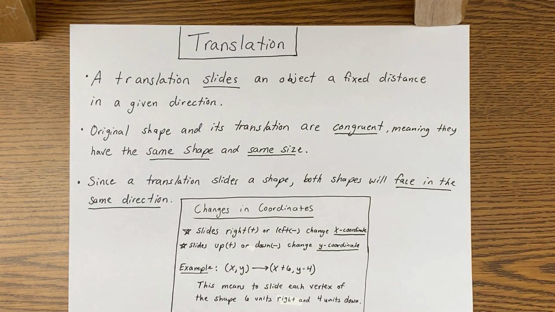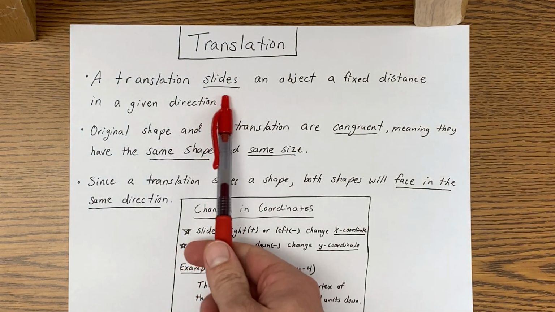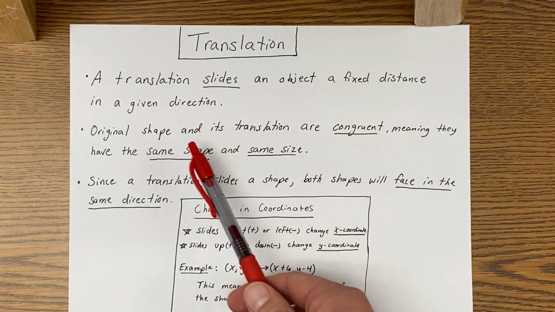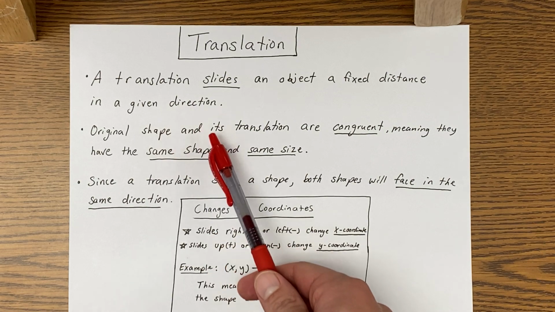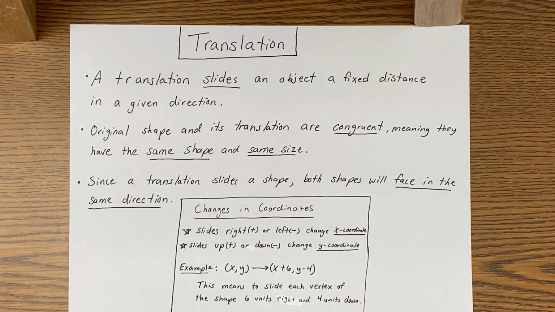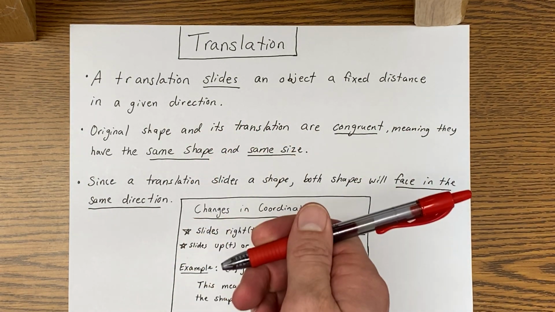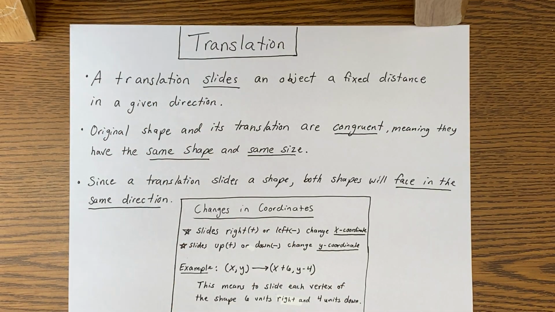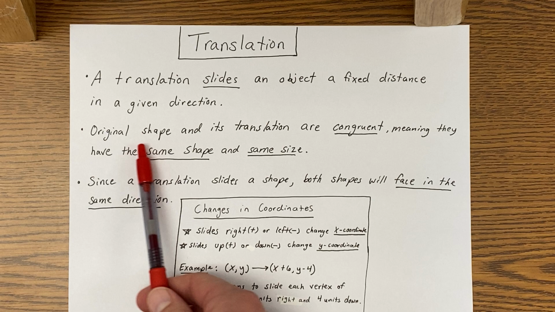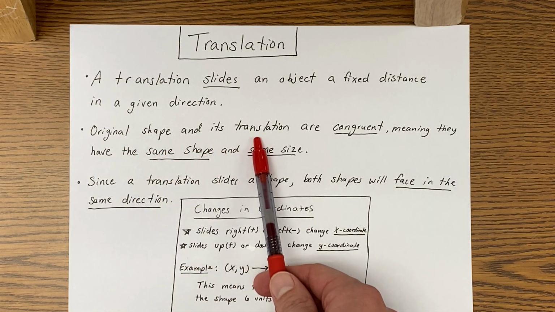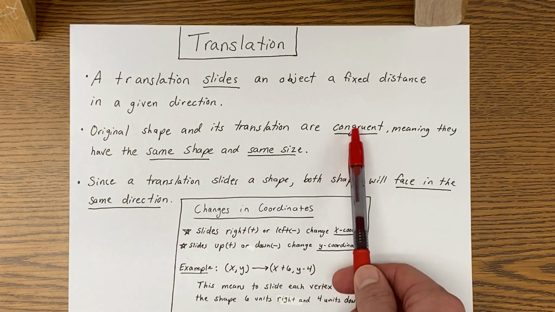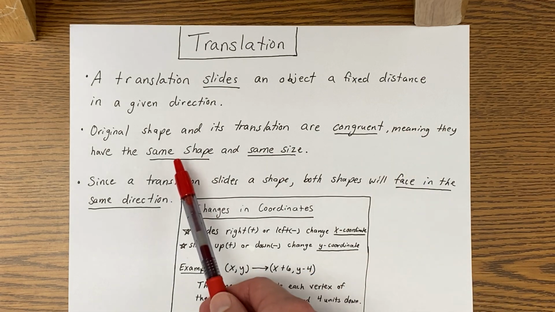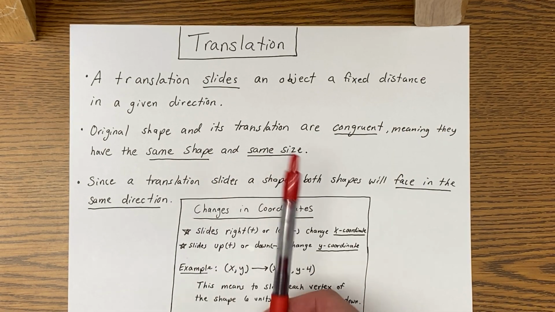In this video, we're going to talk about the transformation that is known as a translation. A translation slides an object a fixed distance in a given direction. Those directions could be on a coordinate plane, right, left, up, or down. The original shape and its translation are congruent. This is a key word, meaning they are the same shape and the same size.